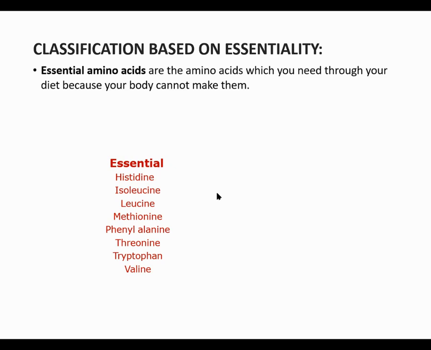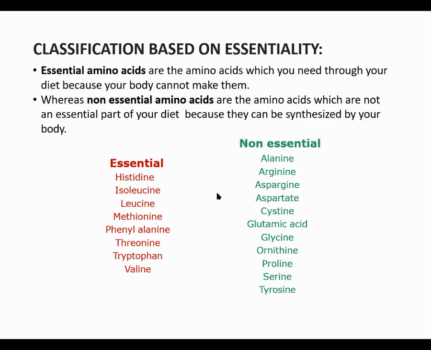Now, for the non-essential, these are non-essential because we can actually synthesize them inside our body. Okay? And those are alanine, arginine, asparagine, aspartate, cysteine, glutamic acid, glycine, ornithine, proline, serine, and tyrosine.